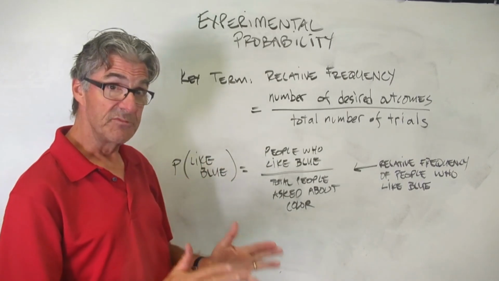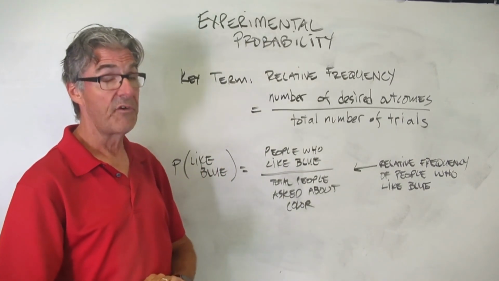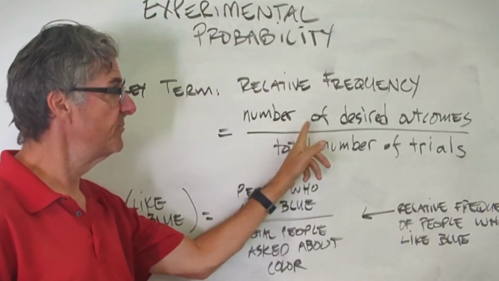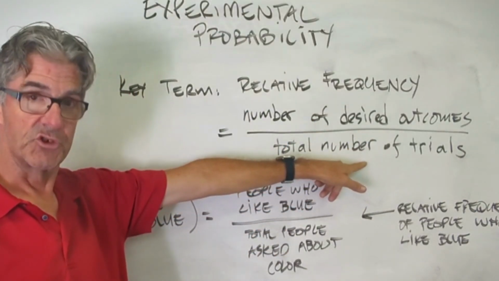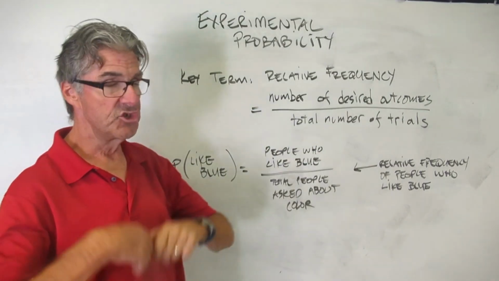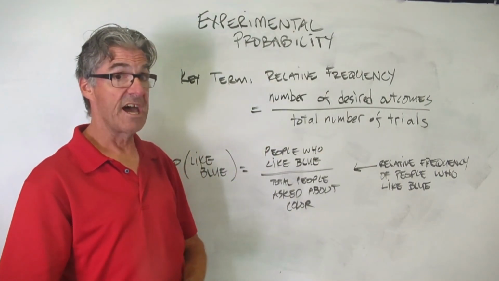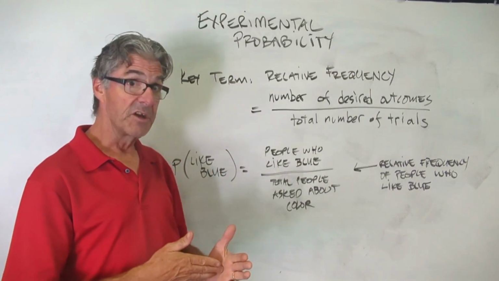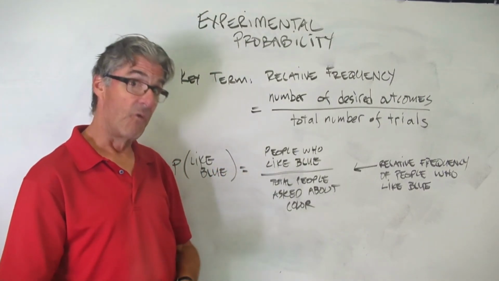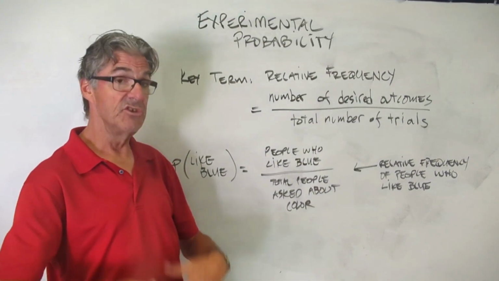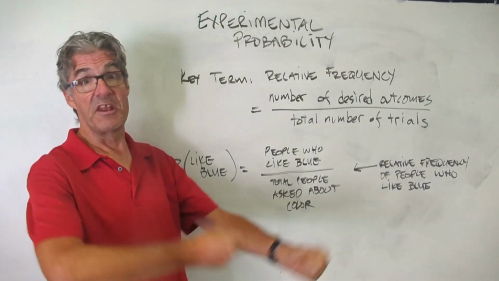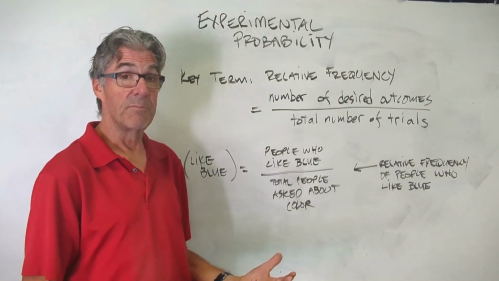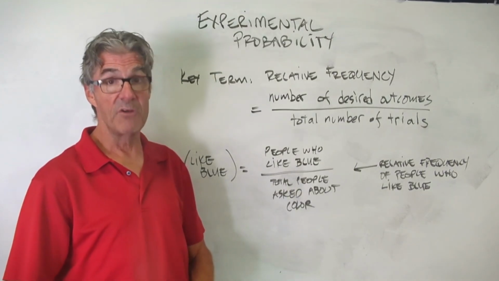So one of the key terms in experimental probability is relative frequency. What that means is it's the number of desired outcomes over the total number of trials. So let's say I shoot an arrow at that target 38 times and I hit the center 4 times. So the relative frequency of hitting the center is 4 out of 38. And we can use that as the rough probability that on the next shot, I'm going to hit the center. So that's how we use experimental probability to make predictions about the future.